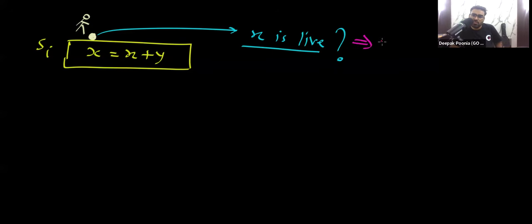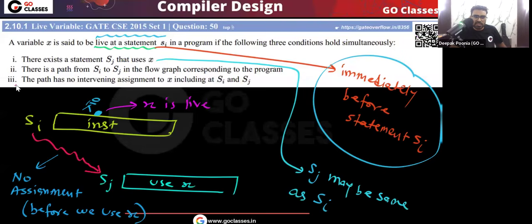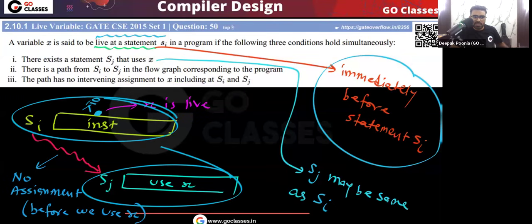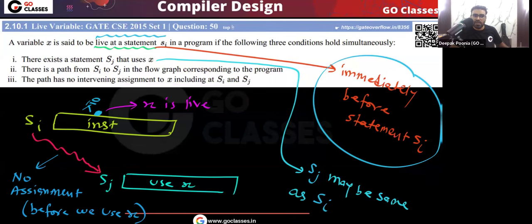Yes, x is live. Why? What is the reason? You might be thinking, sir, this third statement is saying that there is no intervening assignment to x, including at si and sj. At si and at sj, there should be no assignment.